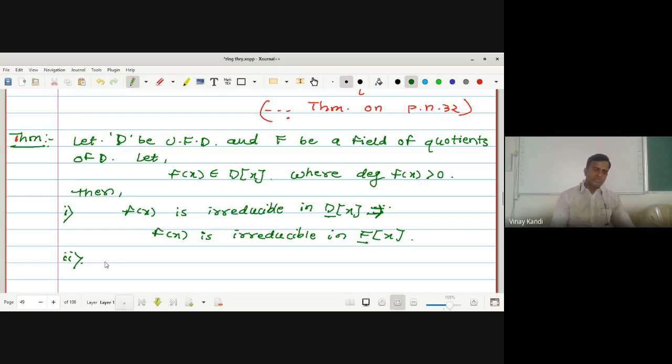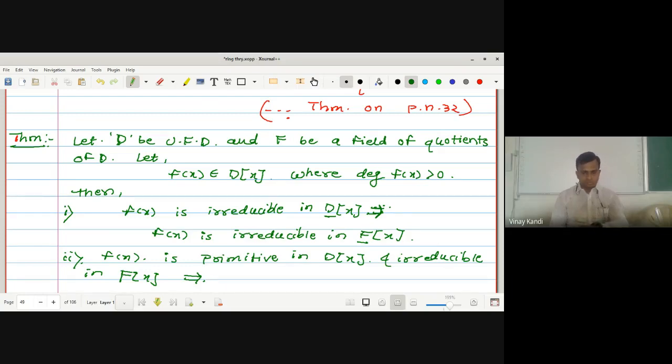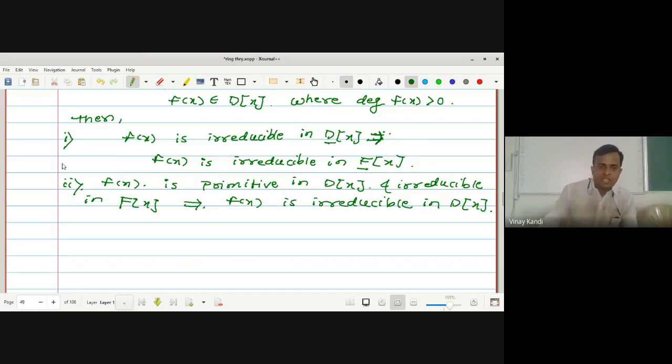And the second one: f of x is primitive in D of x and irreducible in capital F of x. It implies f of x is irreducible in D of x. Okay, pay attention to the statement. The first statement, look, is the converse of this one, only in the converse you have to add the condition primitive. Okay.